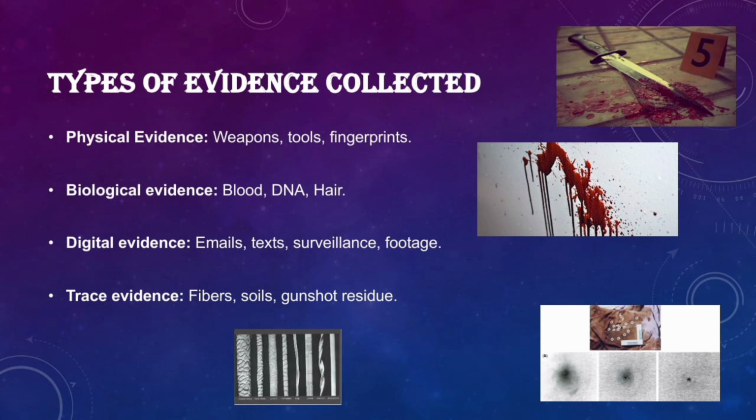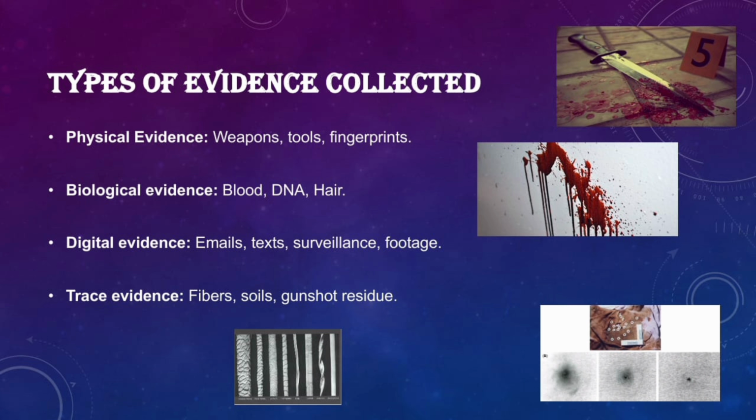Now, types of evidence collection. There are four types of collection method: physical evidence, biological evidence, digital evidence, and trace evidence. First one is physical evidence. It is the systematic process of identifying, documenting, and preserving tangible items from a crime scene to support an investigation. This includes objects such as weapons, fingerprints, blood stains, fibers, etc., all of which can help to establish links between suspects, victims, and the crime.